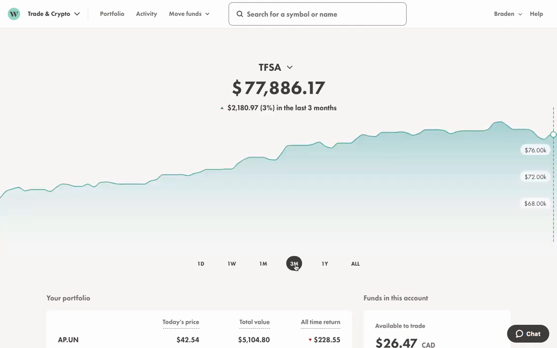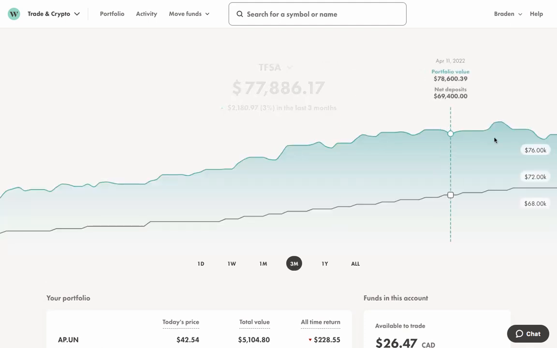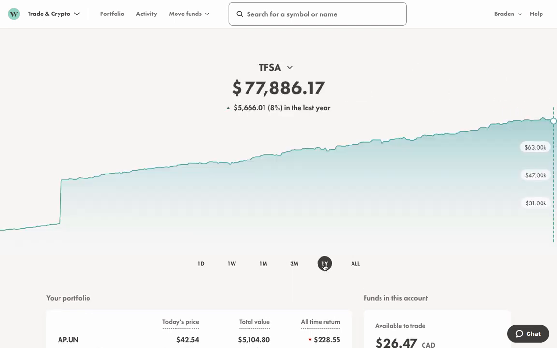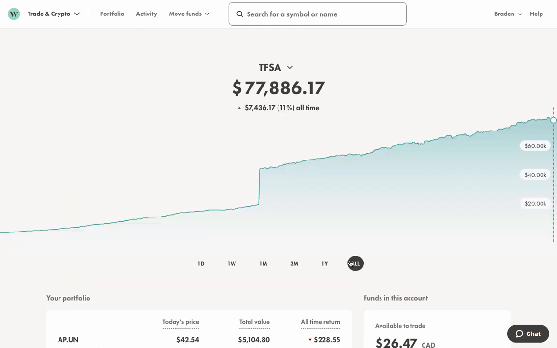In the last 3 months, we're up a couple thousand, which is cool. You can see here is where we're starting to lose a little bit of momentum. In the last year, it's up about $5,600, and all time we are over $7,000. So that's pretty nice to see.